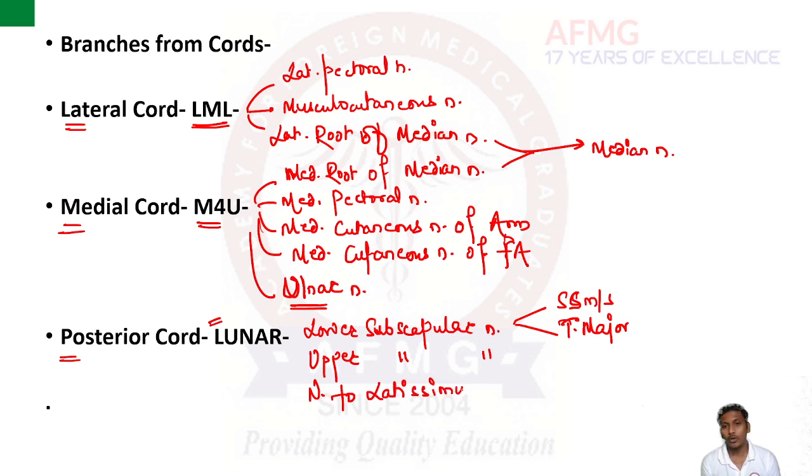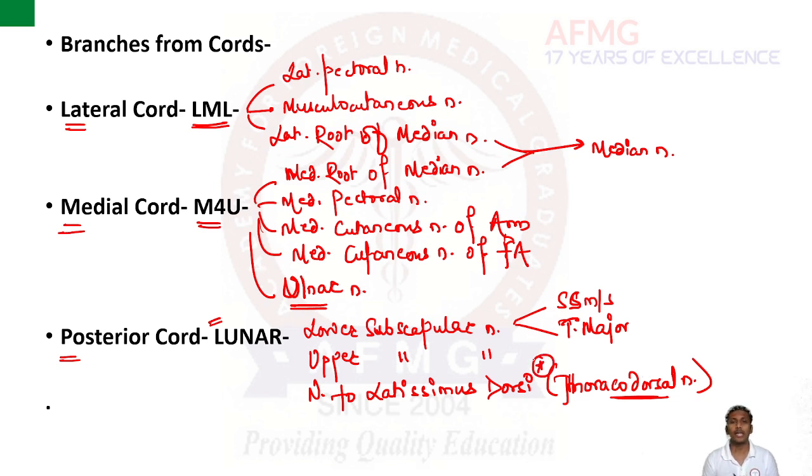I hope all of you are pretty clear that the latissimus dorsi is a back muscle and it is also known as the climber's muscle because it helps in climbing. It is also known as the swimmer's muscle. The nerve innervating the latissimus dorsi muscle is known as the nerve to latissimus dorsi or the thoracodorsal nerve. So this is important, it is known as the thoracodorsal nerve.